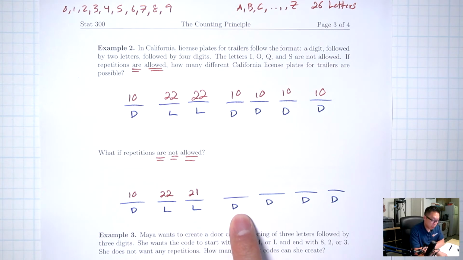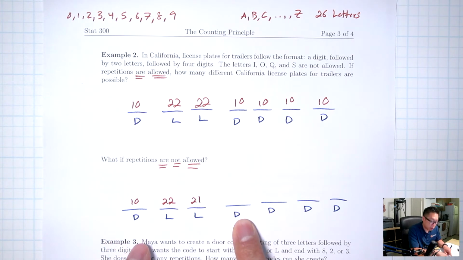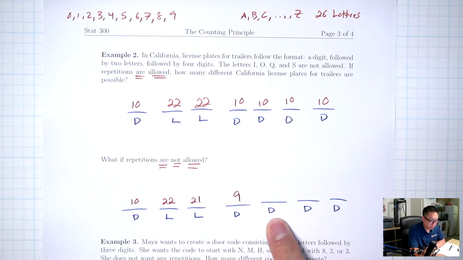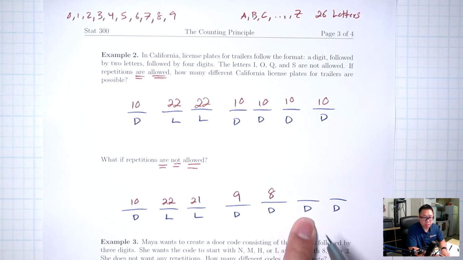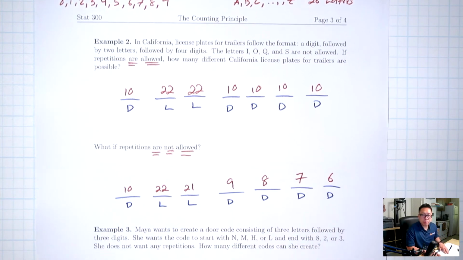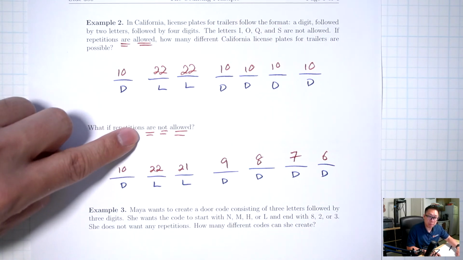Next is digit. Okay, this is the second time we're using a digit, so we do have to reduce. Normally, if repetitions are allowed, we would have the full 10. But because repetitions are not allowed, I used one digit already in this first slot, so I'm actually down to 9. Next one, normally I would have the full 10, but I actually used two digits already, so I'm down by 2 to 8. Next one, I'm down again to 7, and then next time I use a digit, I'm down again to 6. Pay attention to whether repetitions are allowed or not allowed.